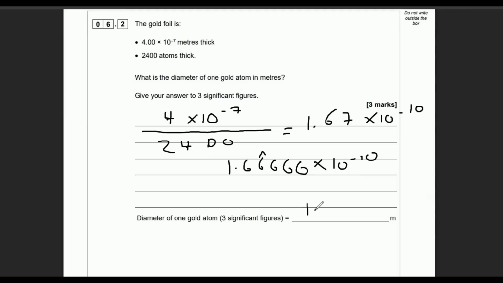So 1.67 times 10 to the minus 10. Make sure you know how to put in the minus 10 on your calculator. So you should just have to press 4, and then there's a times 10 button, and then you just put minus 7. Okay, make sure you know how to do that. Otherwise, you're going to lose marks in your GCSE. All right.